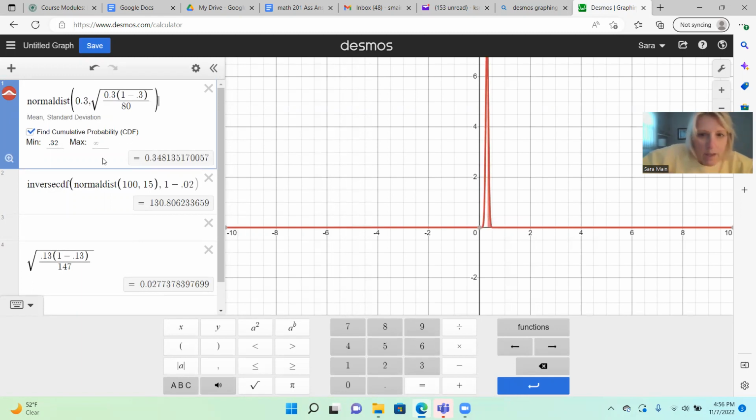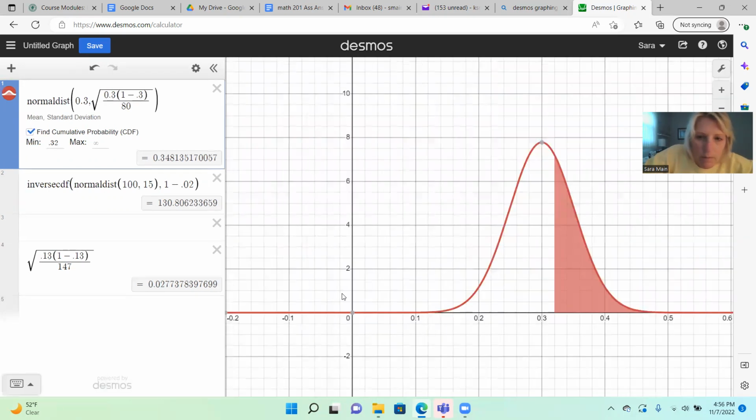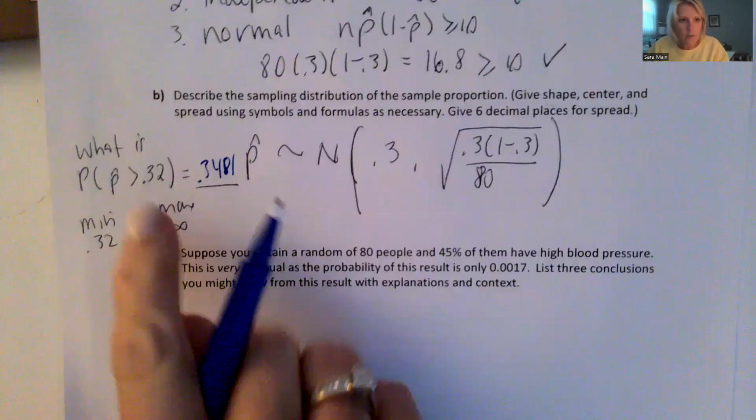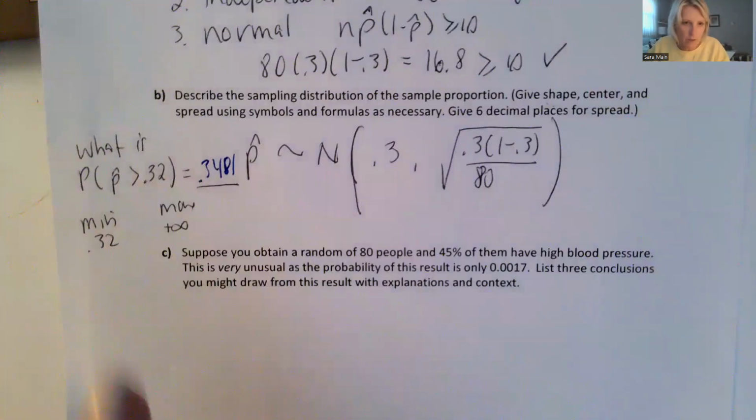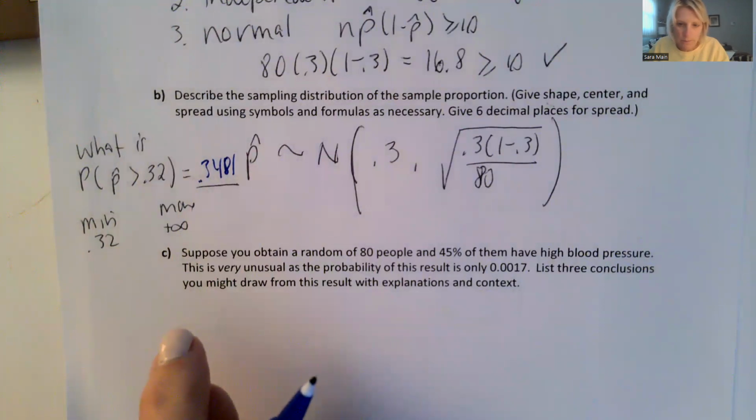If you want to see a really good curve, you can check your magnifying glass, and there it is. So that probability is 0.3481, making sure that you're rounding to the proper number of decimal places. That's the answer if I asked you, what is the probability that it's bigger than 32%, 0.32?